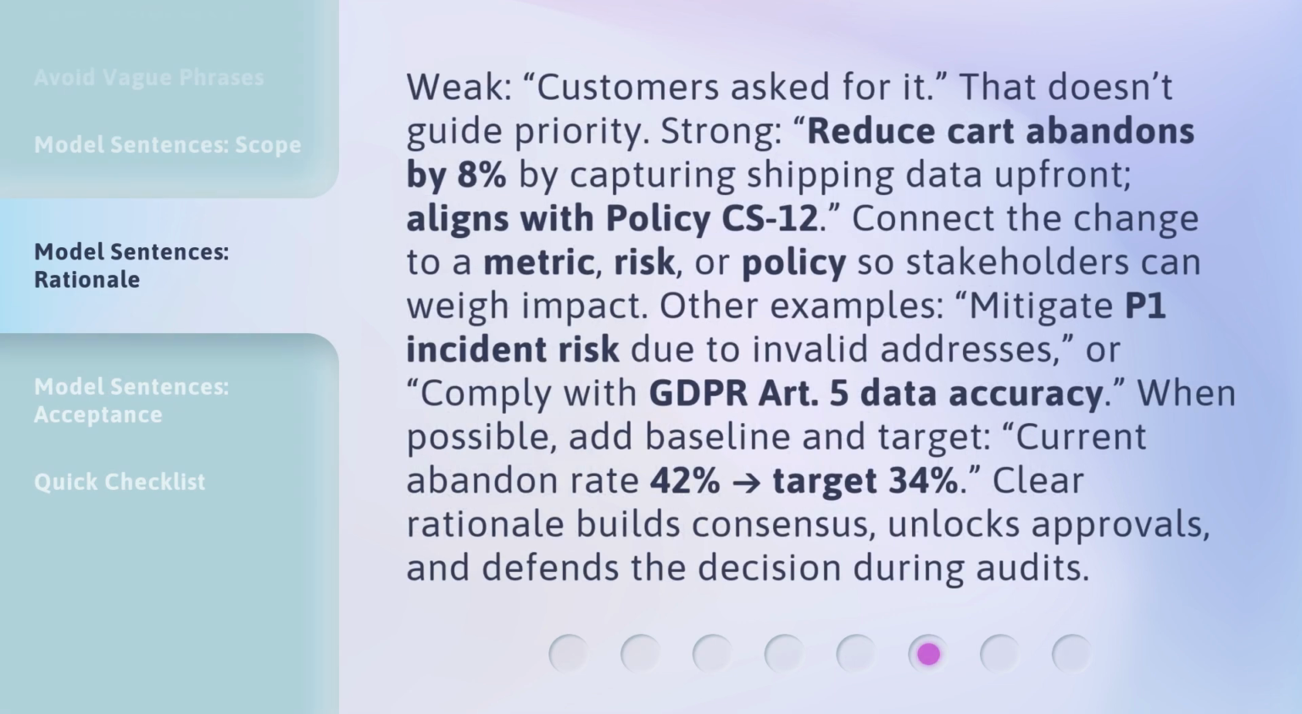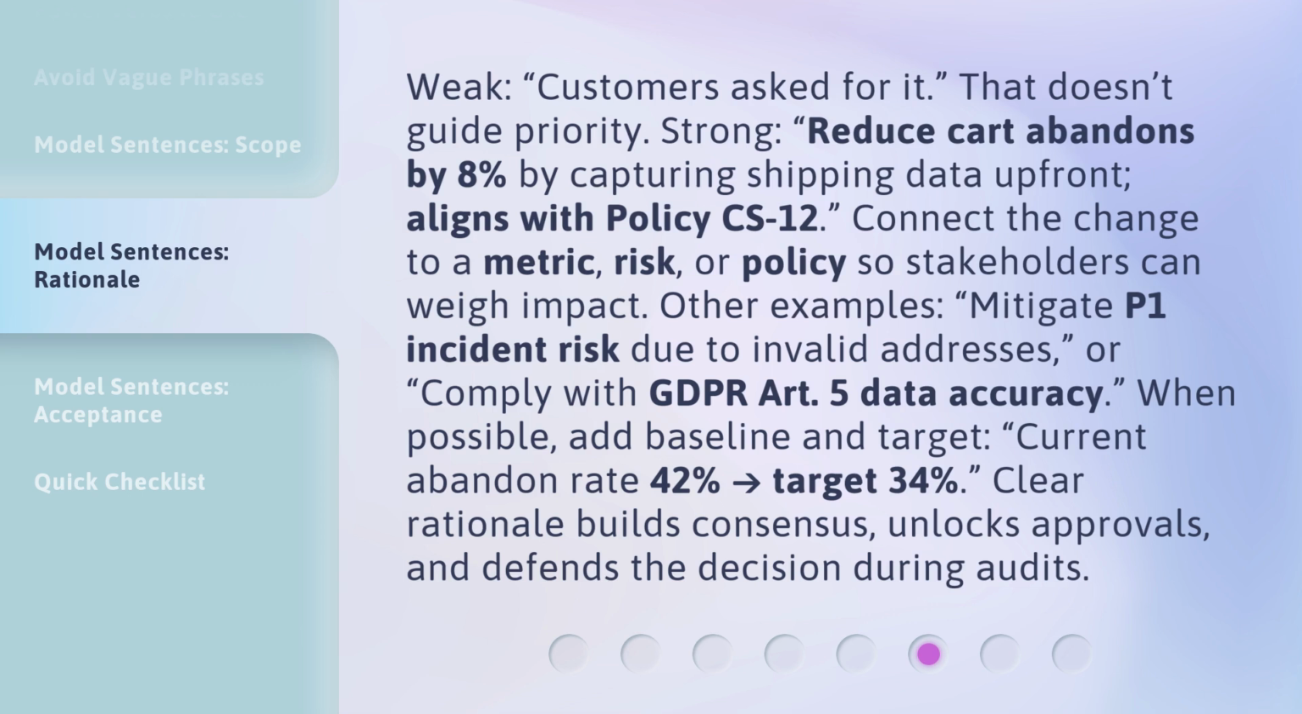Weak: Customers asked for it. That doesn't guide priority. Strong: Reduce cart abandons by 8% by capturing shipping data up front. Aligns with policy CS12. Connect the change to a metric, risk, or policy so stakeholders can weigh impact. Other examples: mitigate P1 incident risk due to invalid addresses, or comply with GDPR Art 5 data accuracy.